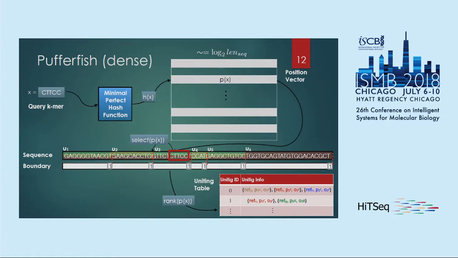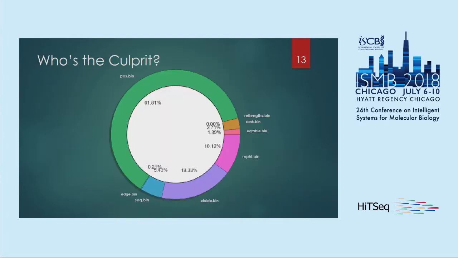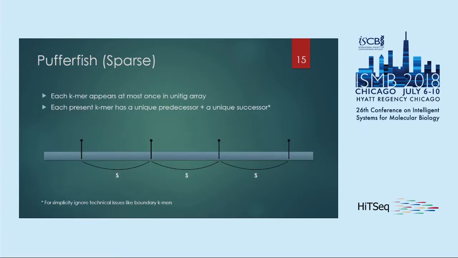This representation by itself, as you can see later in the slides, is quite space efficient. However, as you can see again in this donut, which shows the space taken by different components of our index, the majority of the space by a large margin goes to the position bit vector. That's why we introduced this new idea of sampling and storing the position for just a subset of k-mers instead of all the k-mers.